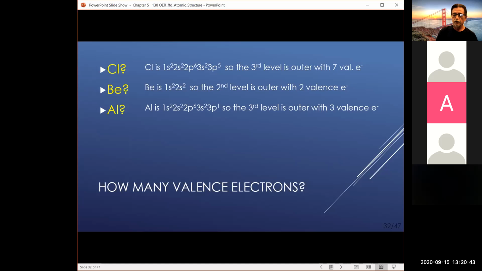Also incorporated in there is the electron configuration for each one. You can see of those 7 for chlorine, the 7 are in the 3rd energy level, 2 of the 7 are in the s orbital, and 5 of the 7 are in the p orbital. For beryllium, the outermost number of electrons is 2, and they occupy the 2s orbital. And with respect to aluminum, the valence electrons occupy 2 in the 3s and 1 in the 3p.